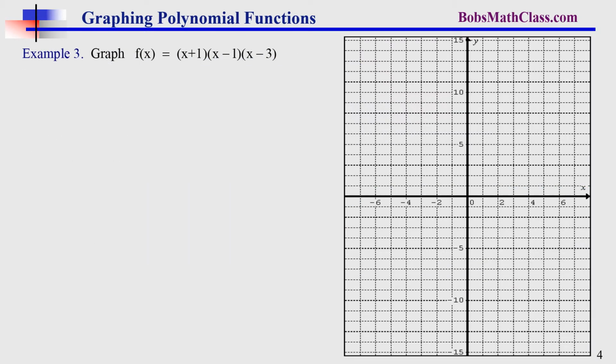Okay, here's our function to graph. Notice that it's in factored form, so it's parentheses x plus 1, parentheses x minus 1, parentheses x minus 3. So step 1 was to set each factor equal to 0. So you're going to set each equal to 0, so x plus 1 equals 0, and then solve. X minus 1 equal to 0, and then solve. And then x minus 3 equal to 0, and then solve.